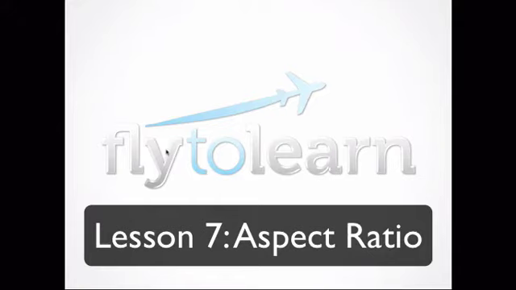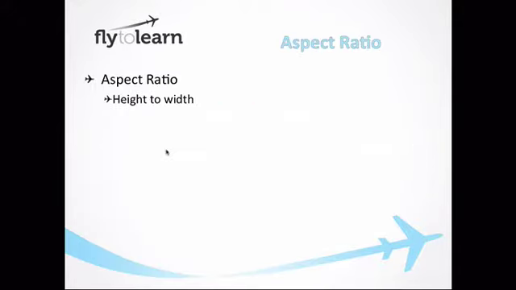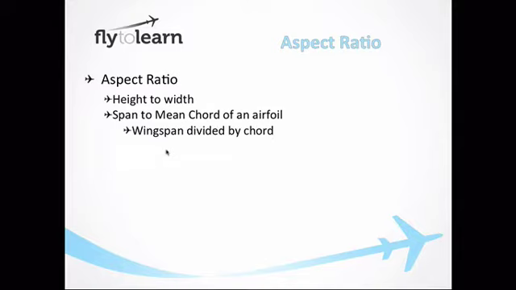Let's now investigate aspect ratio. Aspect ratio is a height to width ratio. For planes, it refers to the span to mean chord of an airfoil: the wingspan divided by the mean width of the wing, or chord.